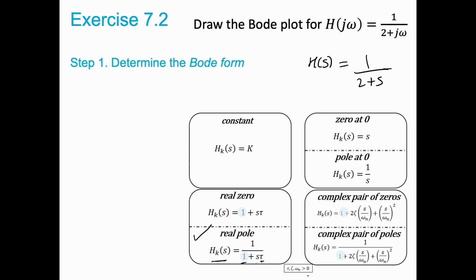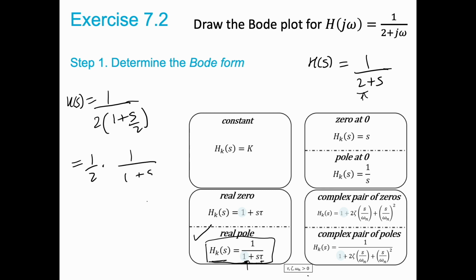First of all, from this building block, you would see that the constant term in this first order factor is just 1. However, we have a 2 over here. How do we solve this problem? Well, I can just factor the 2 out in the denominator, and what I'd get is H of s equals 1 over 2 times 1 plus s over 2. So this is equal to 1 half times 1 over 1 plus s over 2.